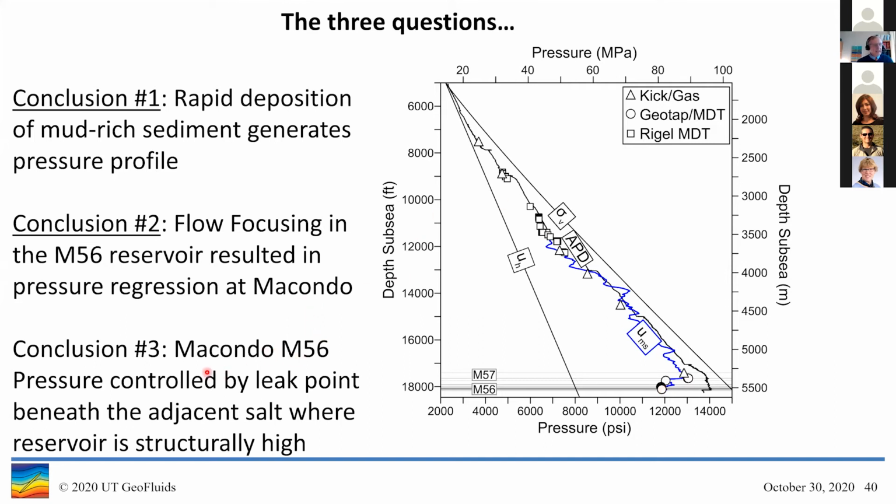And then the last point I would make is that the absolute pressure of the Macondo reservoir does appear to be controlled by a leak point, where in a structurally elevated location, the pore pressure is converging on the overburden and the least principal stress in that location, and you're having natural hydraulic fracture driving fluids out of this basin.